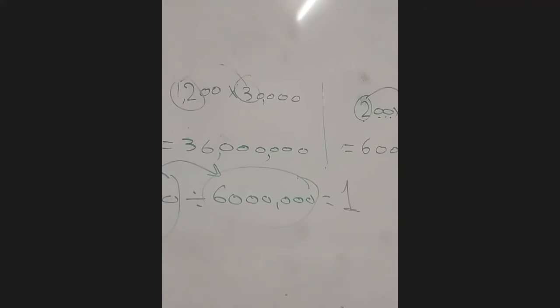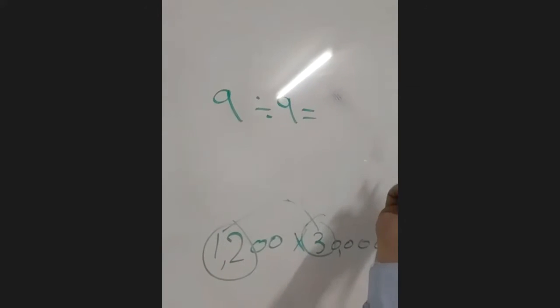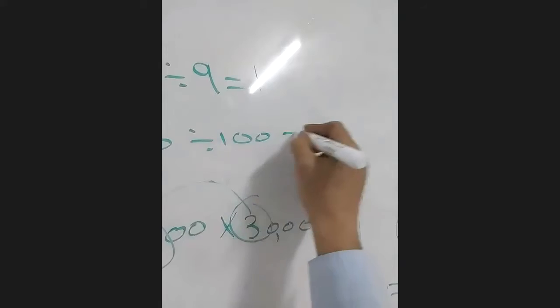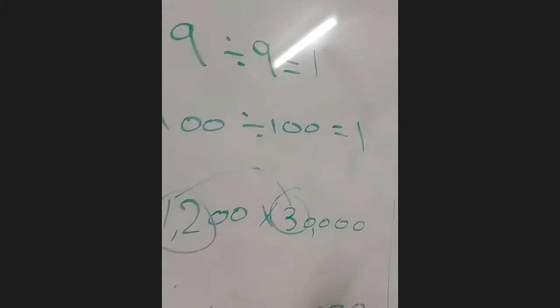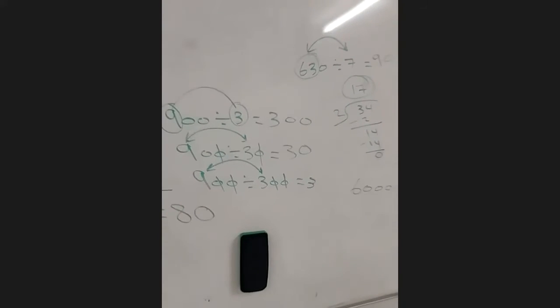Put 1, finished. For example, 9 divided by 9 is what? 1. 100 divided by 100 is what? 1. Any number divided by itself is 1. Thanks, Muhannad. Remove your hand, Omar.